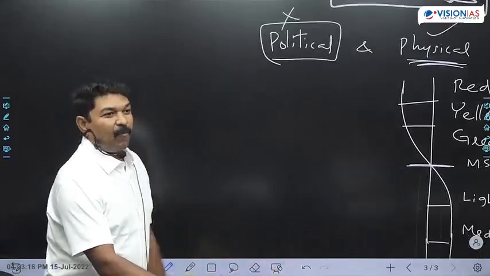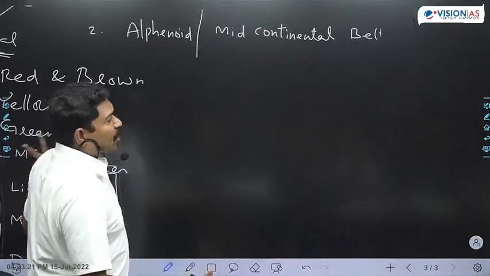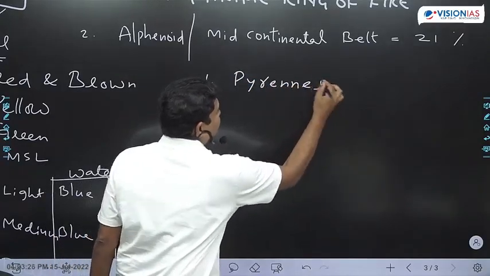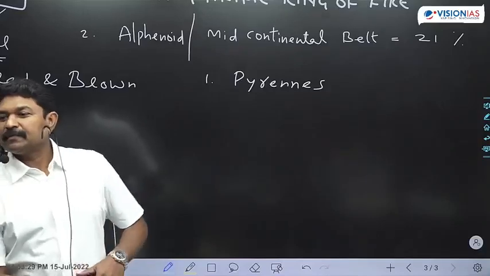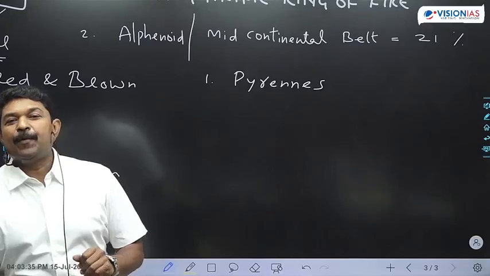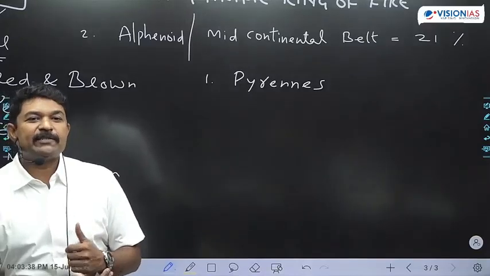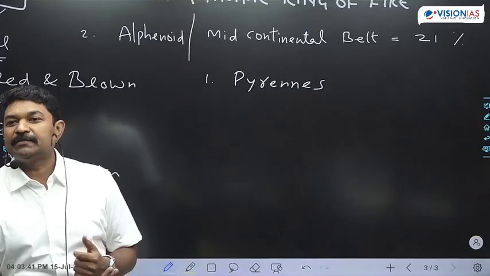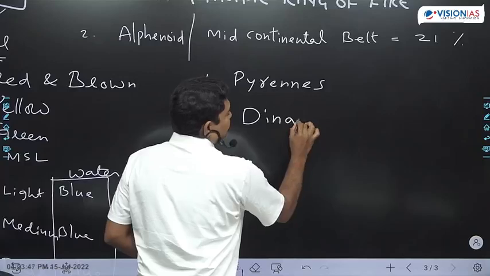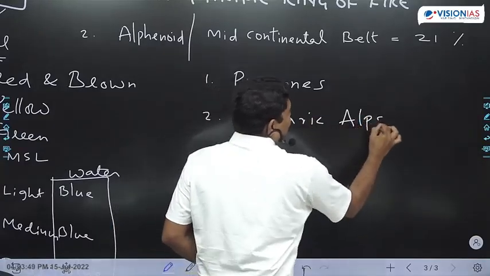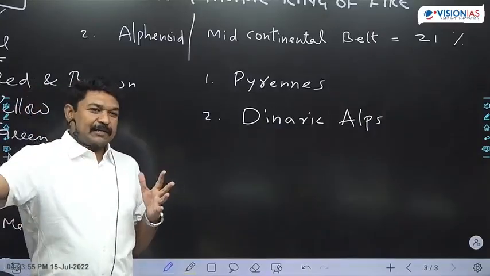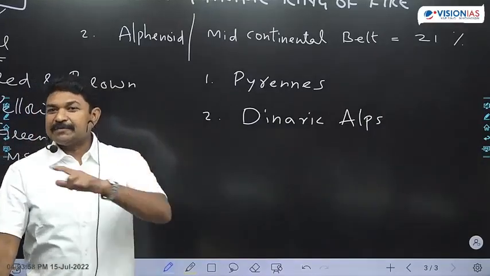Now, whatever the mountains I am mentioning, you please keep on checking this one. The first and foremost one, Pyrenees Mountains, in between Spain and France. The very important mountain chain called the Pyrenees Mountains. Identify the Pyrenees. Then, after this one, the Dinaric Alps. It is given in an arc-like structure. Dinaric Alps by the side of the Pyrenees.